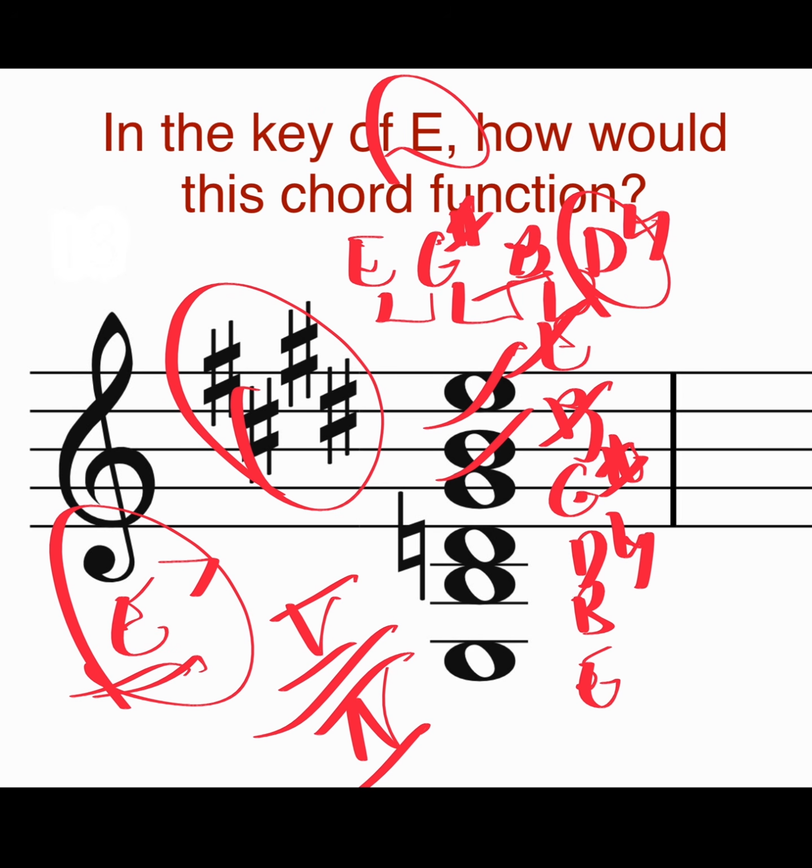Okay? What would happen in a piece of music if we were in the key of E and you got this E7 chord happening, the next chord very likely would be an A chord or a 4 chord.